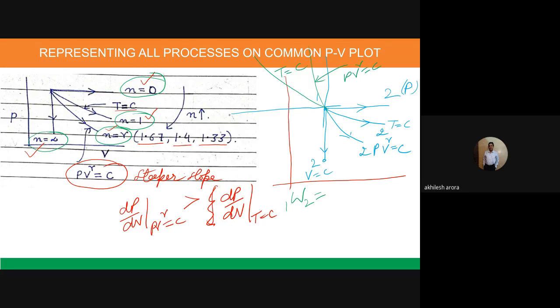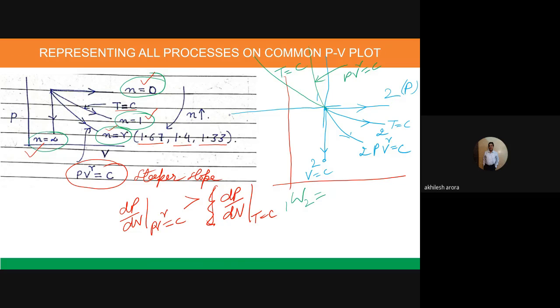So basically what I mean to say is that every polytropic process in some way could be some other process. A polytropic process is representing all the processes with different values of n. So you should always remember in your mind that a polytropic process could be any process. Okay, now let us proceed to the next topic.